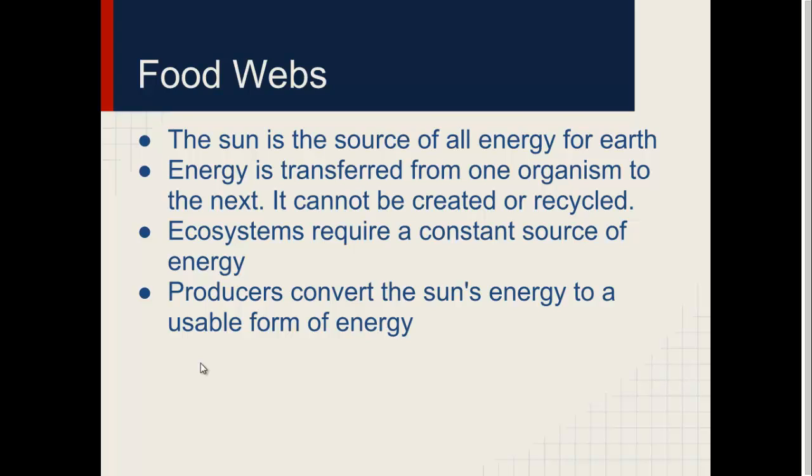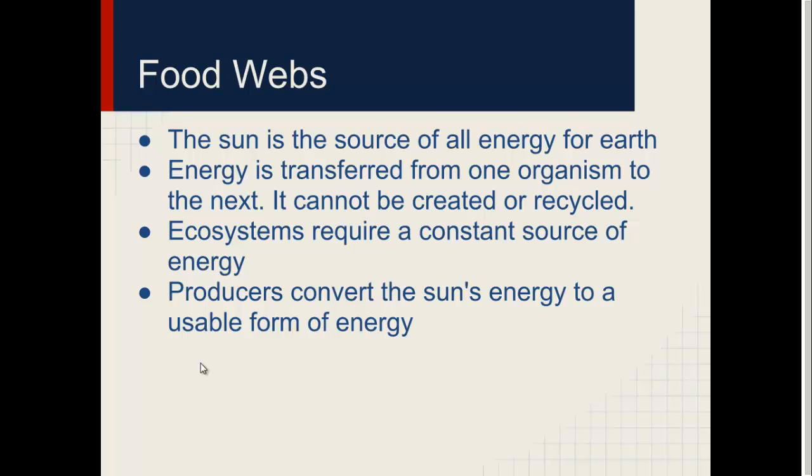So we might have one food web for an ocean and one food web for a forest and a different food web for a desert, all depending on the types of animals present in those ecosystems. And as I mentioned, when we talk about a food web, we're talking about how energy is transferred. So first of all, where does all the energy from Earth come from? That energy comes from the sun.